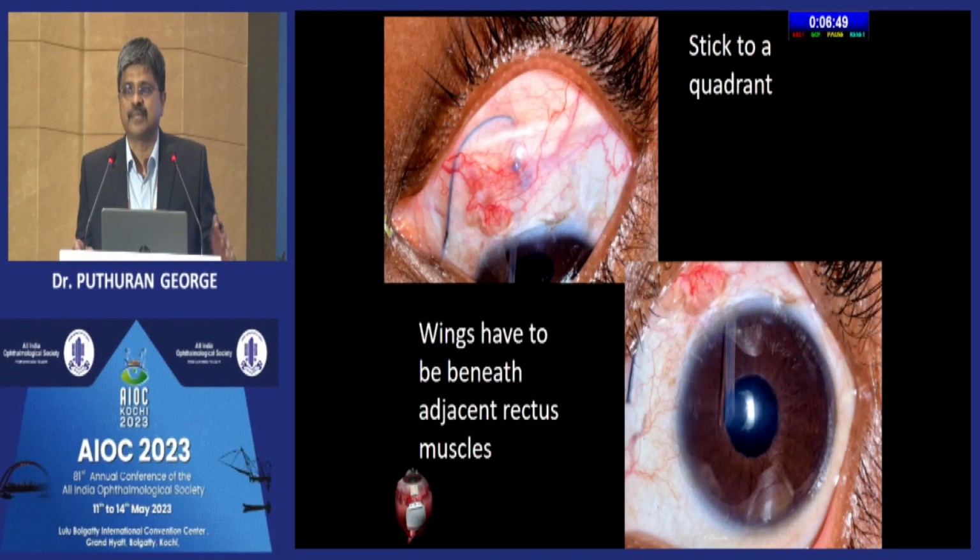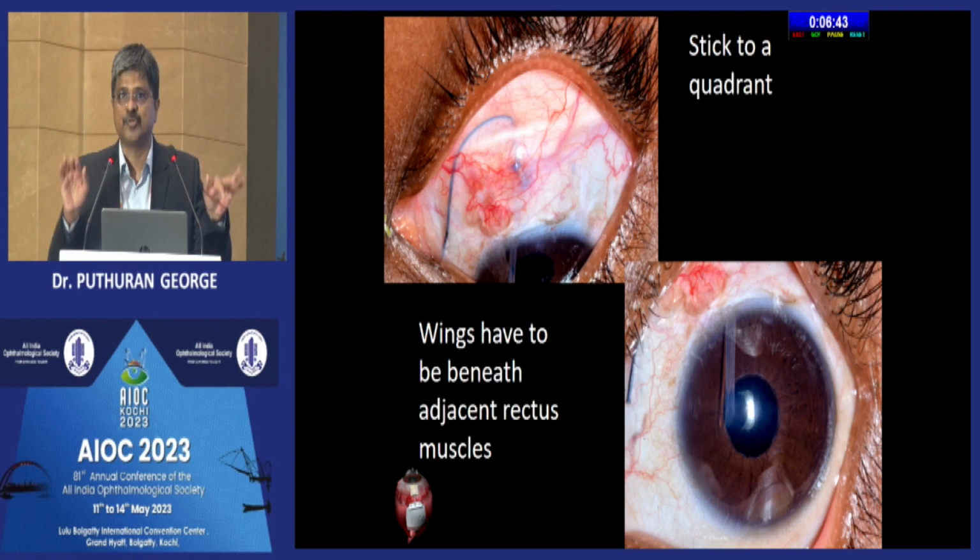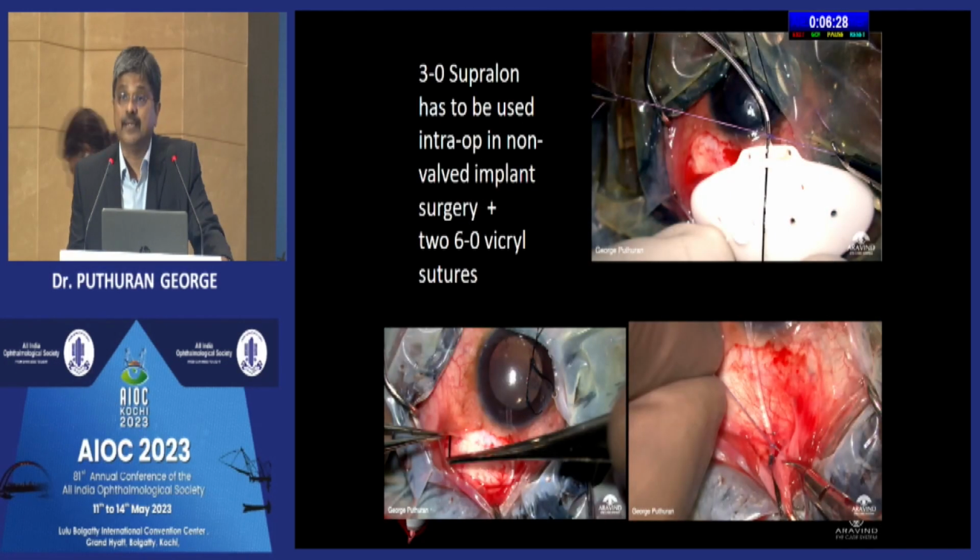And always try to stick to a single quadrant. See, everything has gone wrong here. It's not in the quadrant, it's placed superiorly. The wings of the non-valved implant have to be positioned beneath the muscles. Here the wings are outside, the anterior edge has migrated forward, and there is a longer than adequate length of tube in the anterior chamber.